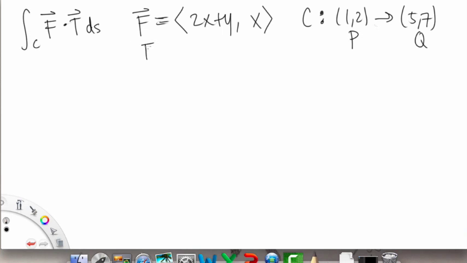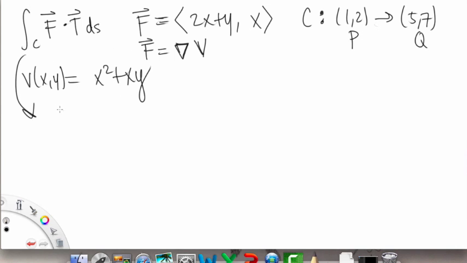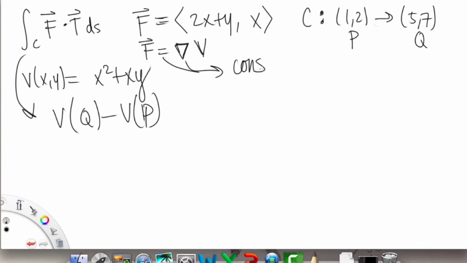But now that we have the knowledge about potential functions and f being the gradient and everything, and now that we actually found a potential function which is x squared plus xy, now we know that we can set this equal to v of q minus v of p. Okay? Because we did confirm that f is conservative. Okay? So let's do so.